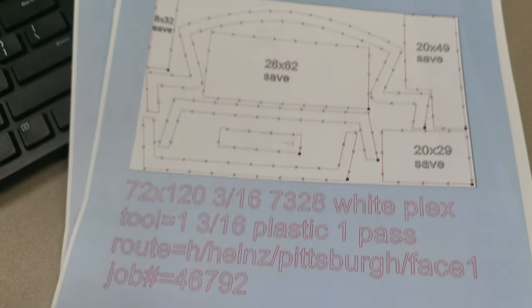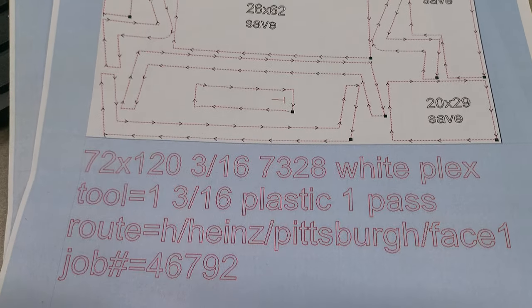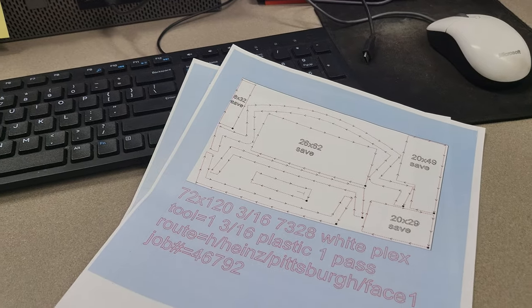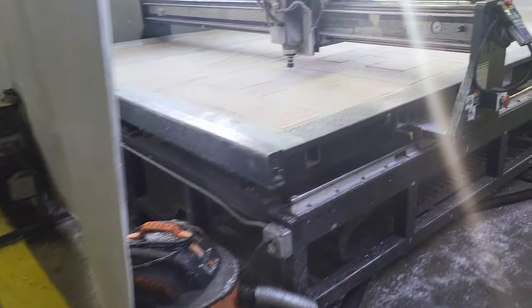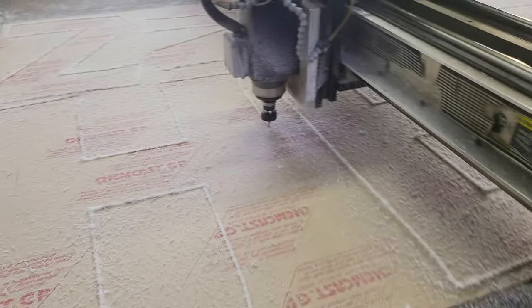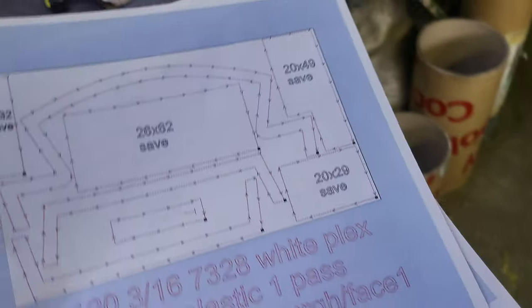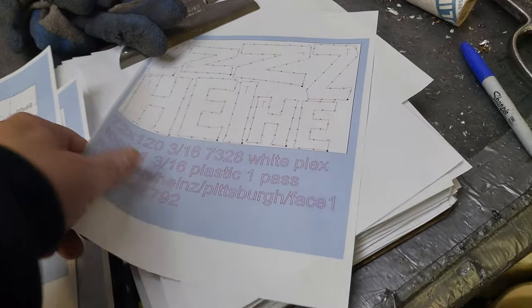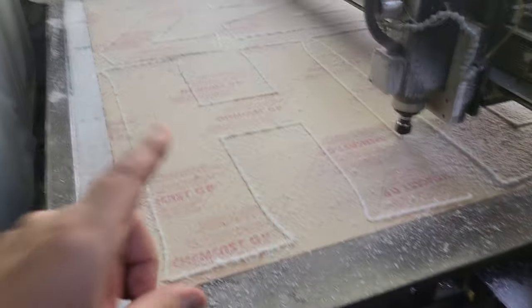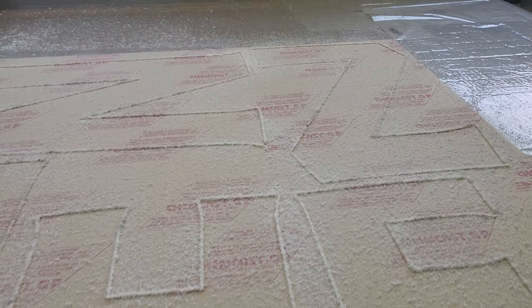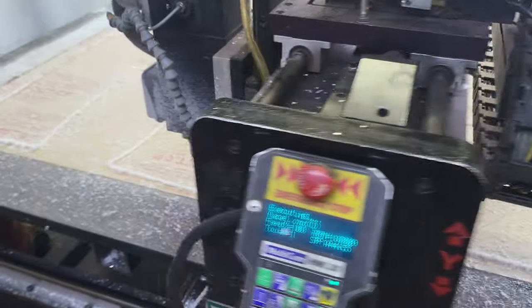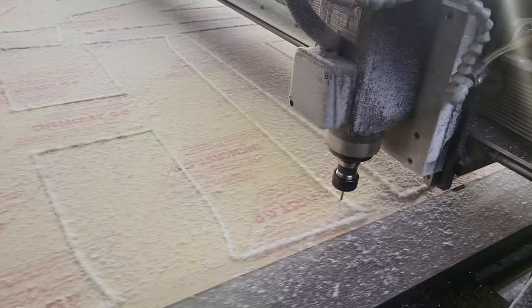Then I go ahead and I print them out. So they look like that. Now we cut them out on the router. So the ones you saw are these. That's a 6 foot by 120 sheet. And that's it. It's all done.